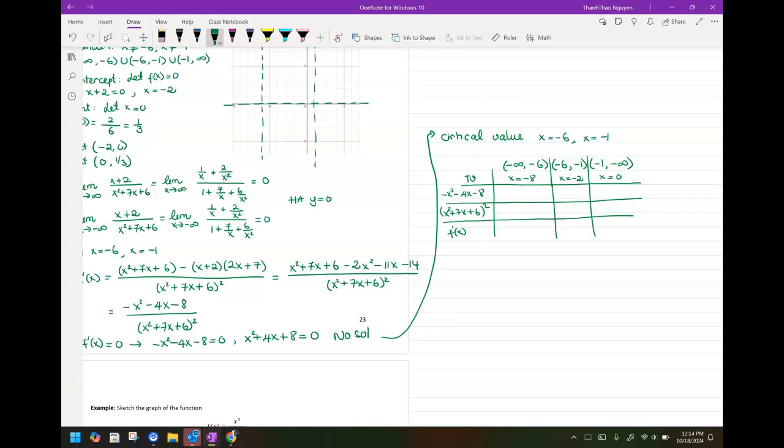Then the numerator in the first interval is negative. The denominator is positive. Overall, we get a negative. We have a negative here, a positive, so we get another negative. We get another negative, positive, and negative. This means in this case, there is no max nor min. The function is decreasing on all intervals.